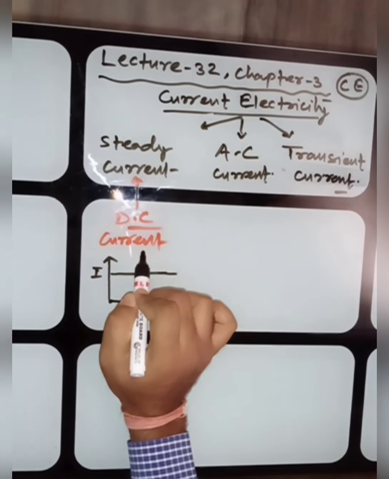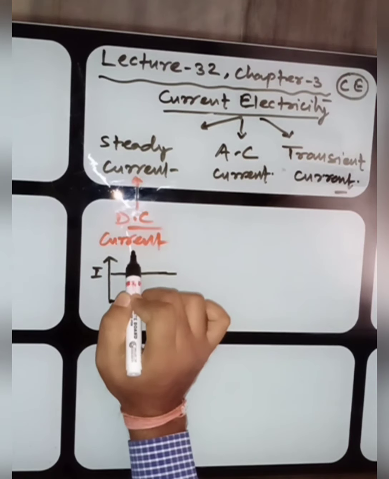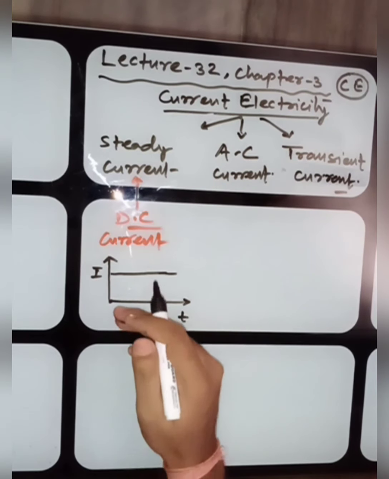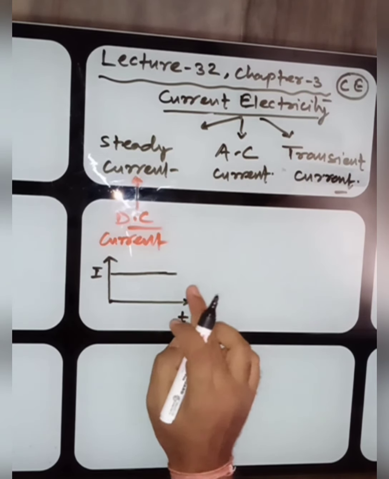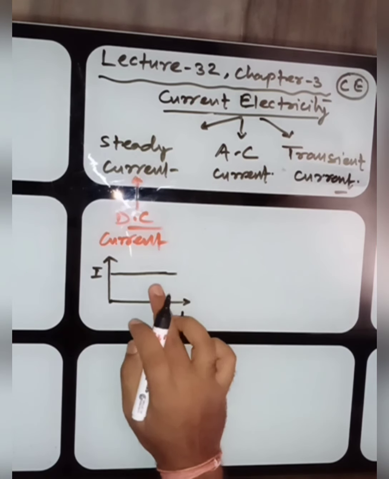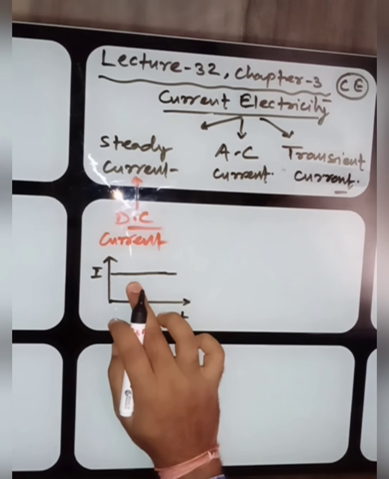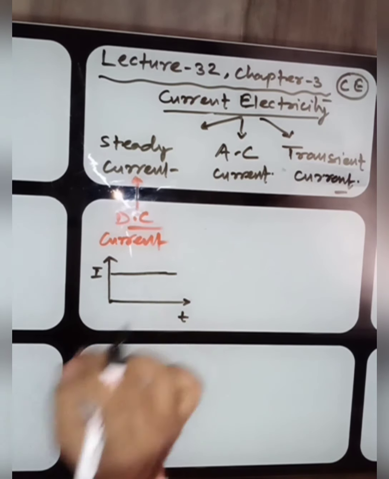Why is this DC named DC? Because it has only one nature. Along the positive cycle, this current is moving. If it changes its magnitude, that is also DC, but that will not be steady. But this is steady DC current.